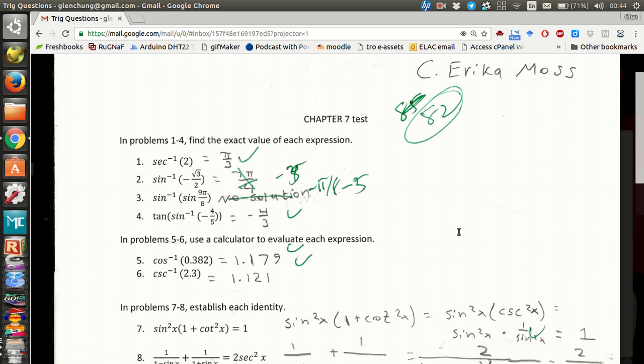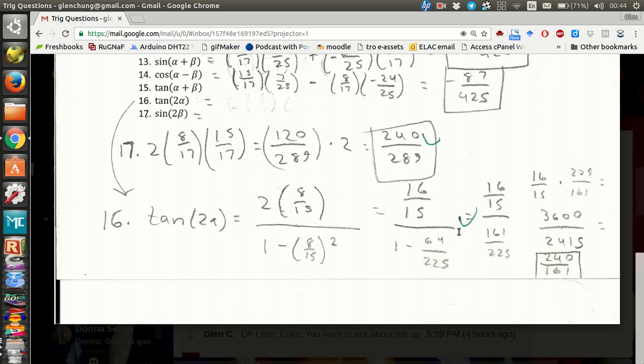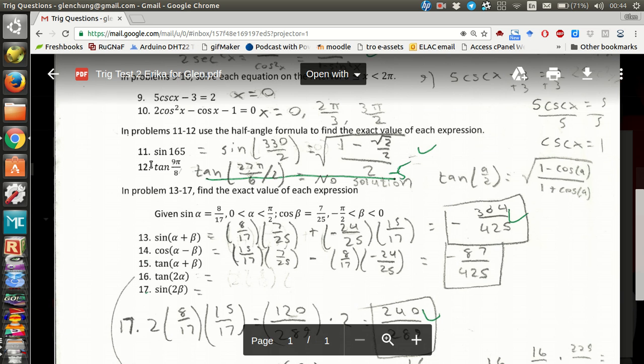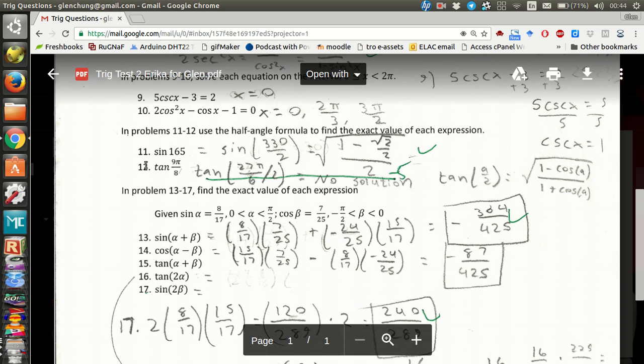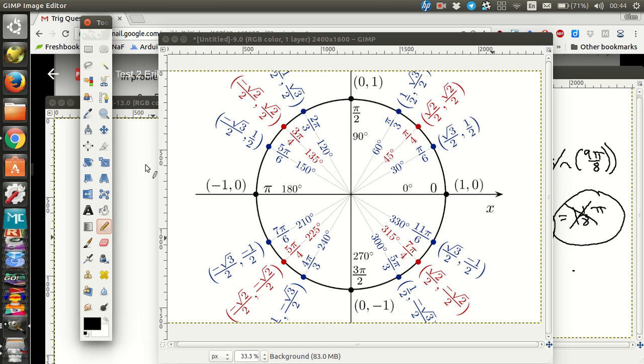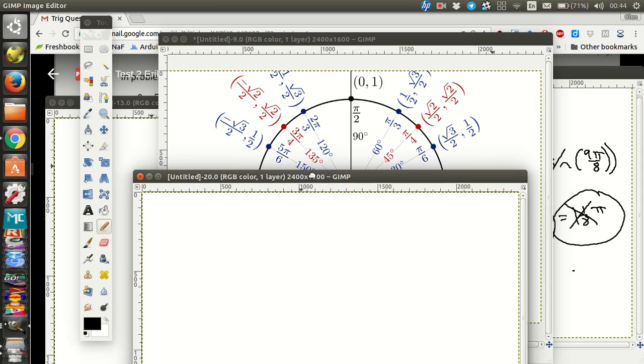Let's have a look at the next thing on the list. Looks like you hate half-angle formulas for tan. Well, join the crowd. I don't know anybody who likes half-angle formulas for tan, but it's a necessary evil, so let's go. Half-angle formulas for tan.